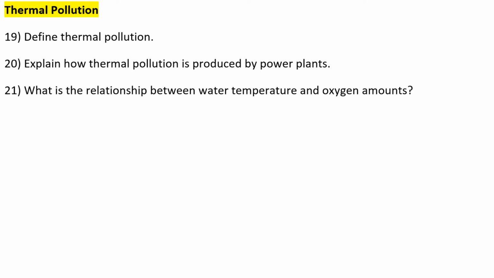Define thermal pollution. So thermal pollution is simply water that is warmer than the original habitat. And this could be caused by many things, y'all. Many things. Explain how thermal pollution is produced by power plants. So that is one way.